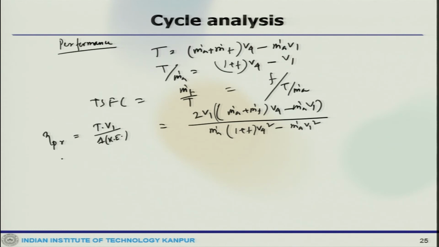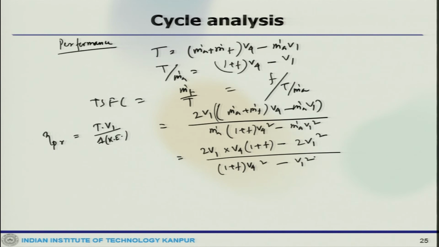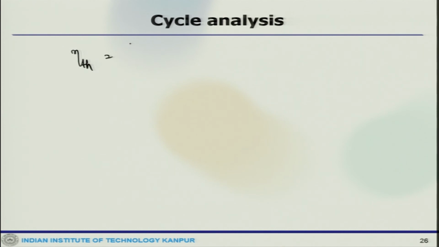So, this is what we can write: 2 V1 into V4 times (1 plus F) minus 2 V1 square, divided by (1 plus F) V4 square minus V1 square. So, if F is small, then eta PR, this propulsive efficiency, is 2 V1 by (V1 plus V4), and similarly we can find out thermal efficiency. It is delta kinetic energy by Q added.